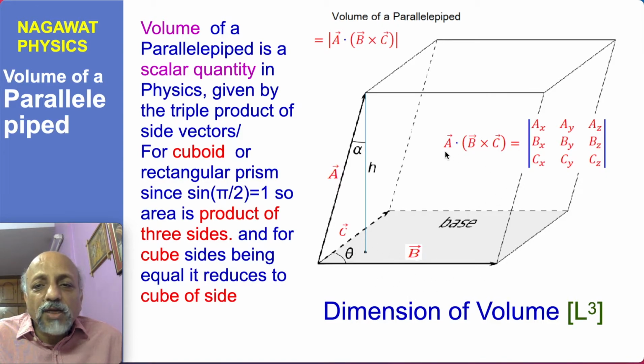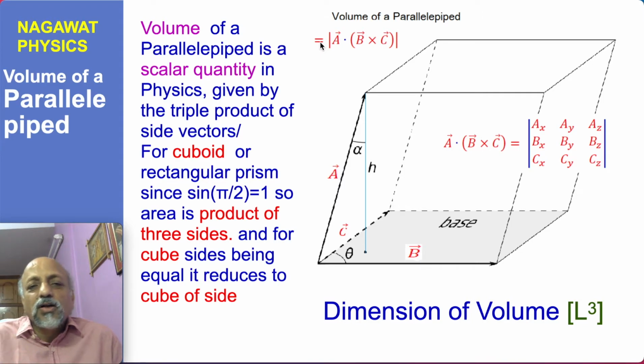One can evaluate the triple product A dot B cross C, and that would give you the volume of this parallelepiped. In case of a parallelogram, you cannot define volume because it is a two-dimensional object, and a two-dimensional object has area only in Euclidean geometry. But here it is a three-dimensional object and we define volume by this. Mathematically, the volume is A dot B cross C, and its magnitude is taken, because we don't assign a negative value to the volume. So the magnitude of A dot B cross C is called the volume of the parallelepiped.